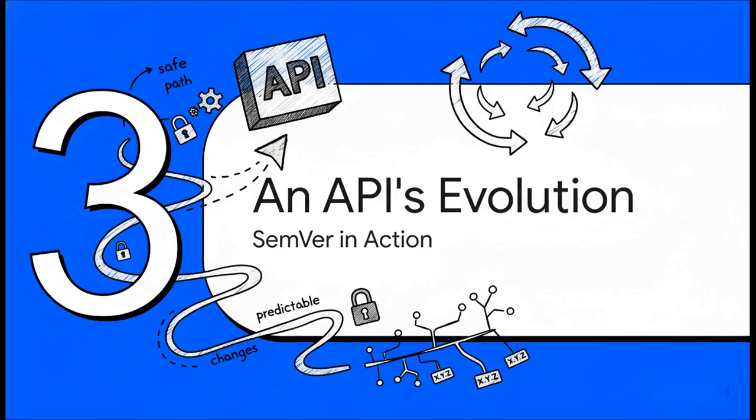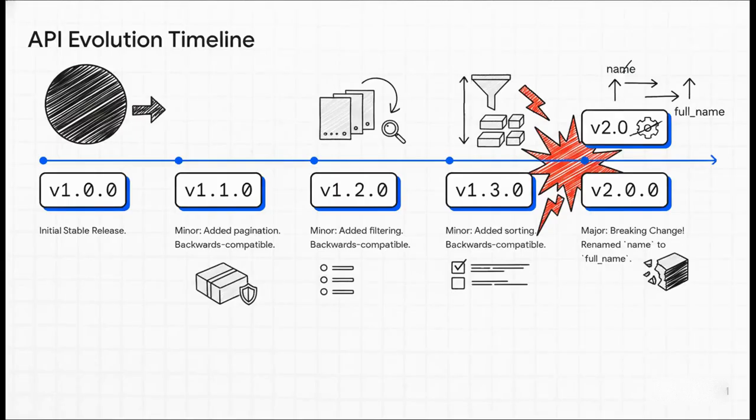Okay, so theory is one thing, but let's see how this actually works in practice. Let's watch the evolution of an API, kind of like a short story, to see how SemVer makes everything predictable and, well, safe. So our story starts at version 1.0.0. This is the big initial release. Then the team adds pagination. It's a new feature, but it's backwards compatible. So the version becomes 1.1.0. Next, they add filtering. Same deal. No breaking changes. So we go to 1.2.0. Then they add sorting. You guessed it, 1.3.0. It's only after all of that, when they absolutely have to make that breaking change, renaming name to full_name, that they finally release version 2.0.0.